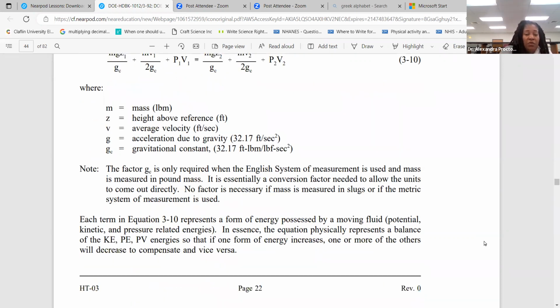Each term in equation 3.10 represents a form of energy possessed by a moving fluid: potential energy, kinetic energy, and pressure-related energies, such as work. So in essence, the equation physically represents a balance of kinetic energy, potential energy, and P times V, which is another way of talking about work. Okay, so if one form of energy increases, one or more of the others will decrease in order to compensate, and vice versa.